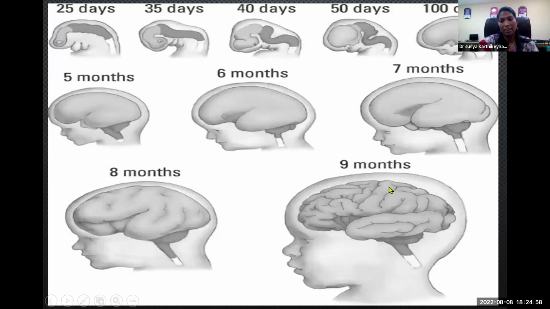The gyri are nothing but elevations. The sulci are the depressions. At around 9 months, all the sulci and gyri are formed. Okay, till 7 months, there are no sulci and gyri. Only the brain is increasing in size.